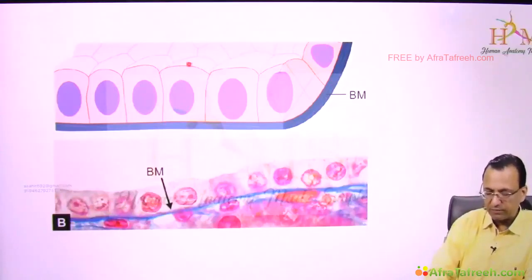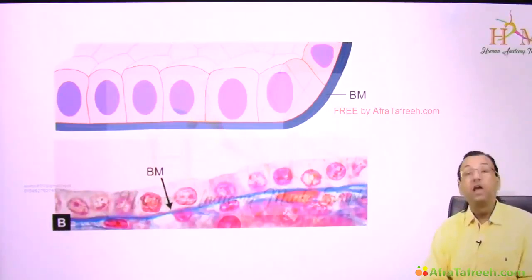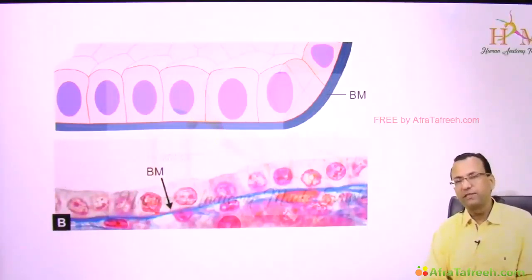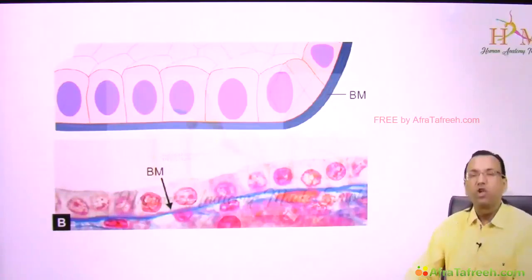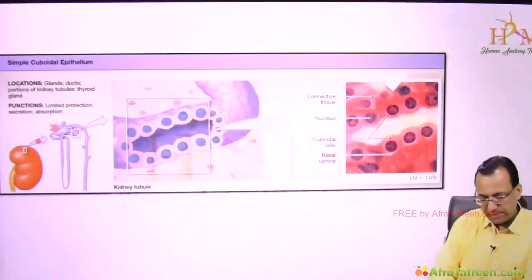Height is equal to breadth of the cell, central spherical nucleus. This is cuboidal epithelium. This is the basement membrane. Where did you see that? In the thyroid follicle. What other place do you see that? Simple cuboidal epithelium, yeah. See, in the kidney, PCT, DCT.